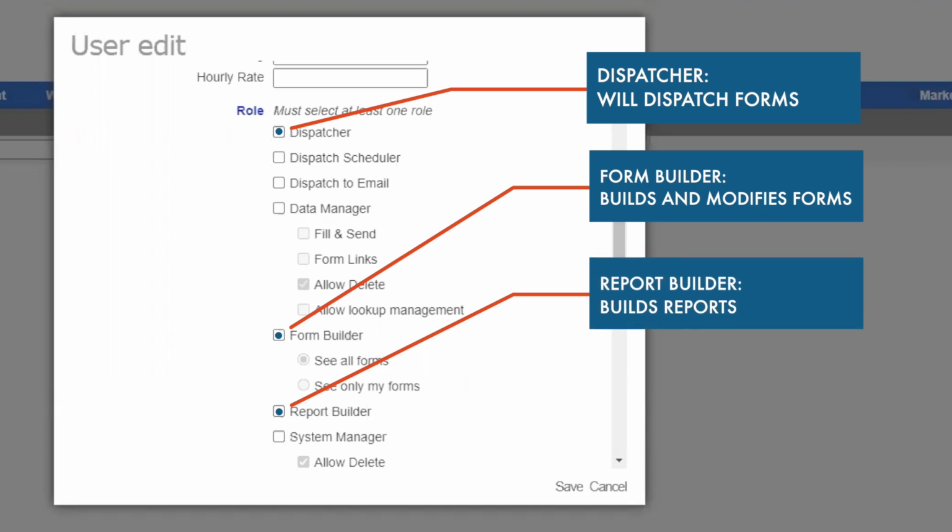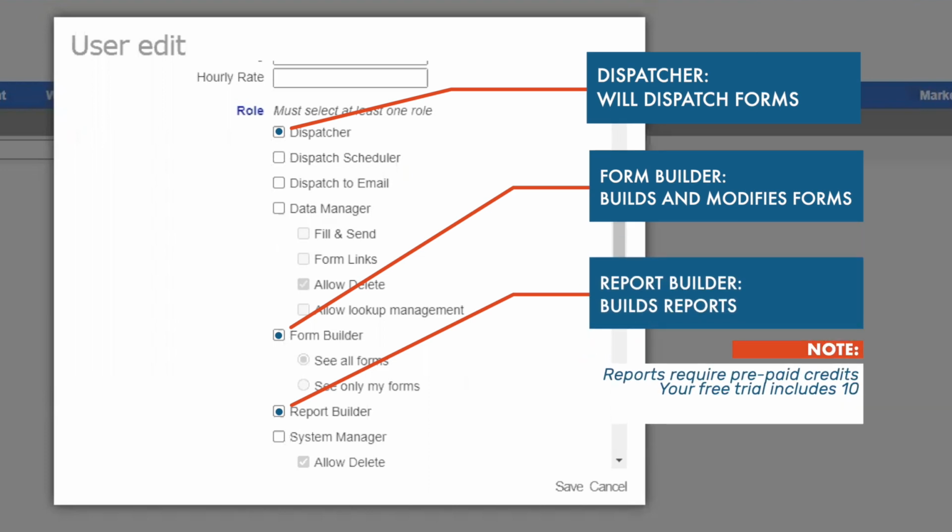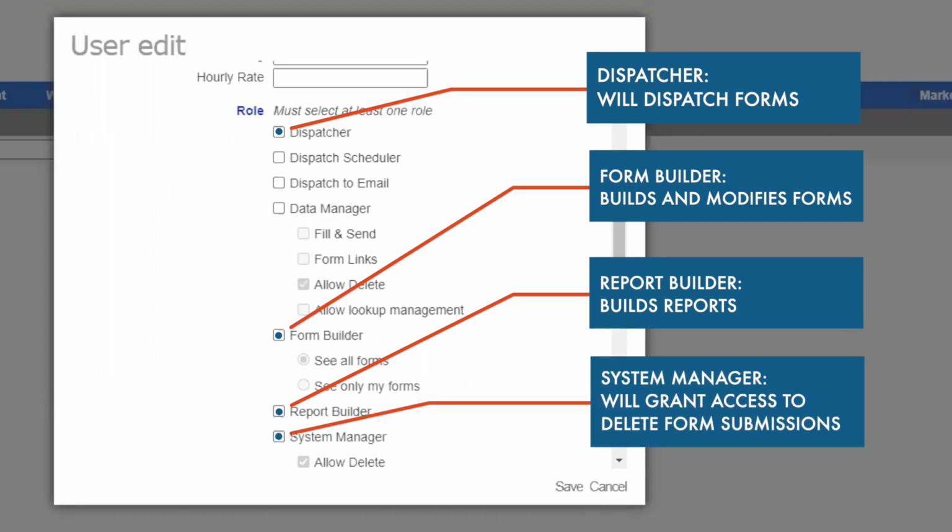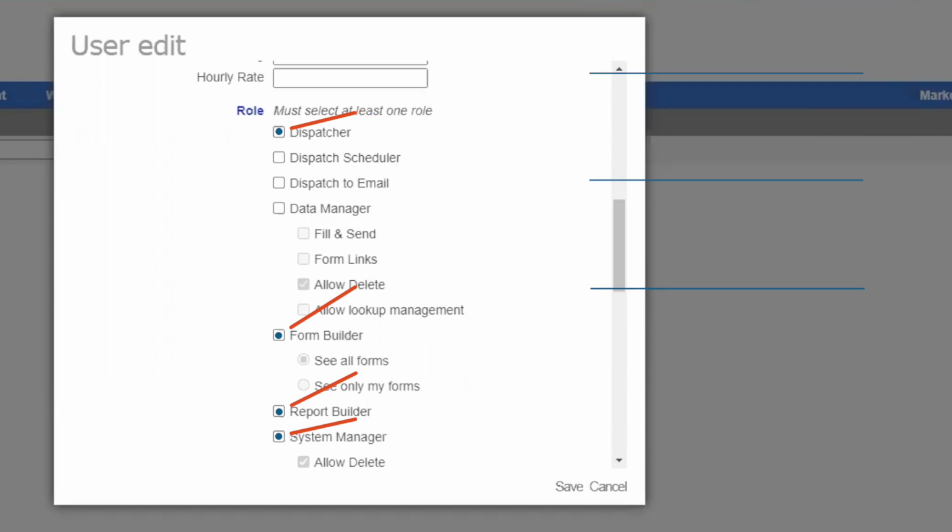Report builder builds reports using the built-in report builder. Reports require prepaid credits. Your free trial comes with 10. A system manager will grant access to delete form submissions.